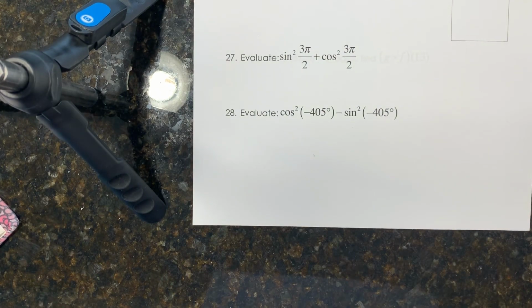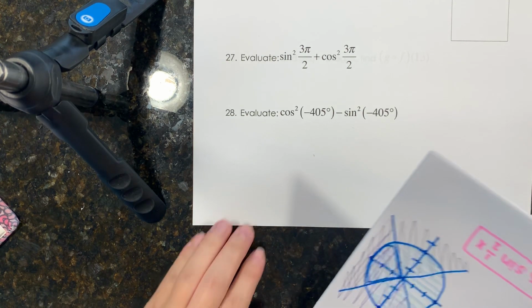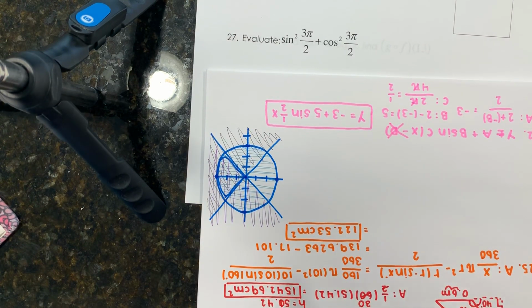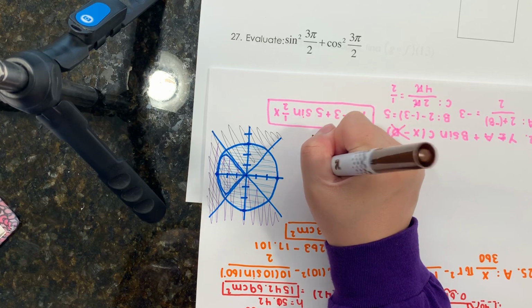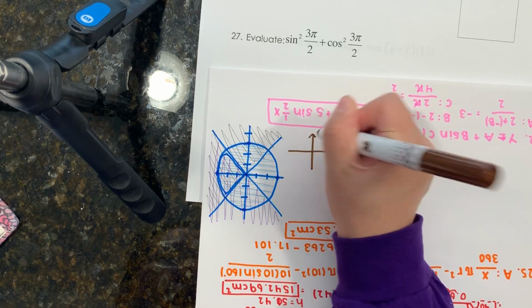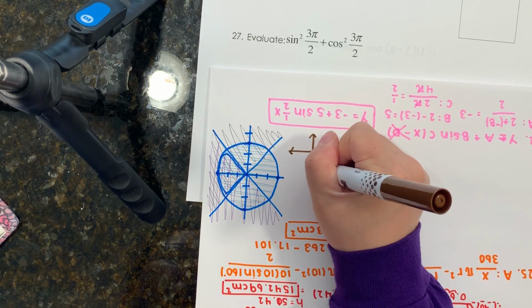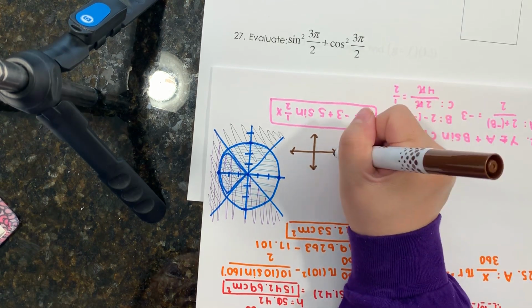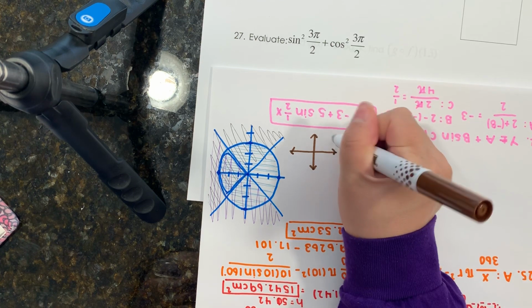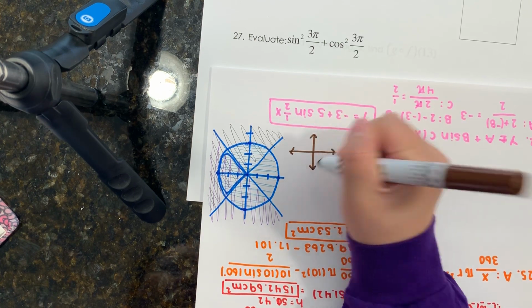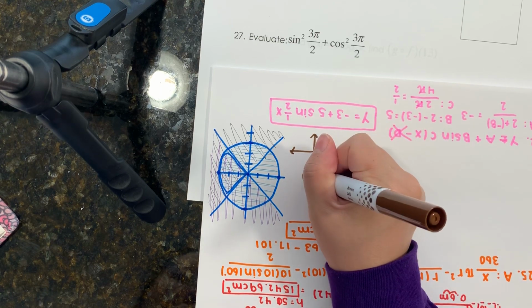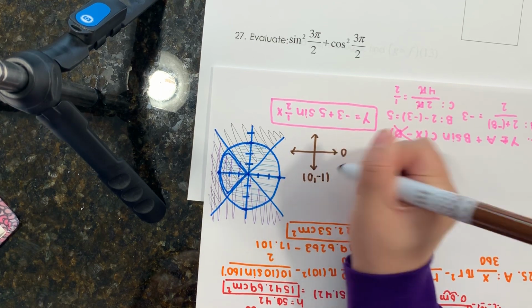Now moving on to number 27. So there's sine squared of 3 pi over 2 plus cosine squared of 3 pi over 2. So for 3 pi over 2, my chart will have an arrow here, an arrow here, then an arrow here, and here. So if I'm counting 3 pi, I count starting in quadrant 1. So this would be 1, 2, 3. Well, at that point, this would be 270 degrees, which would be 0, -1.